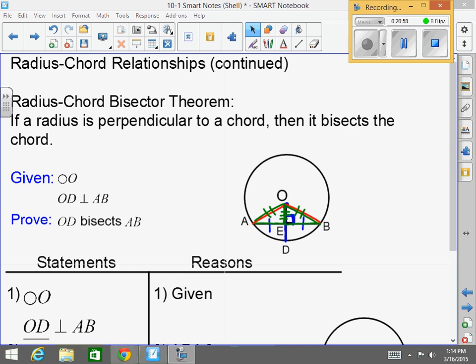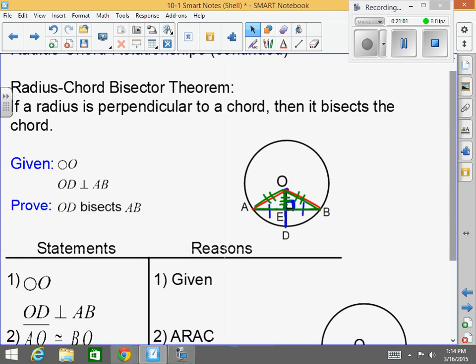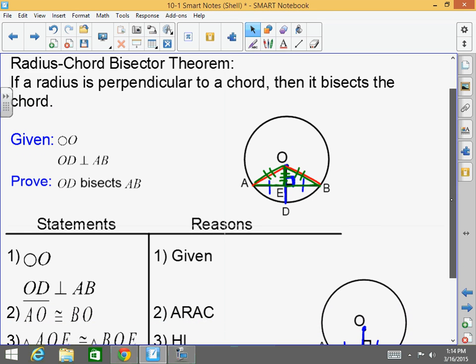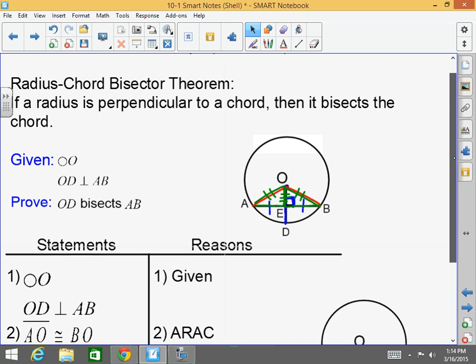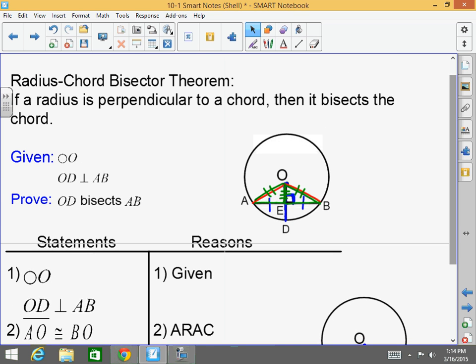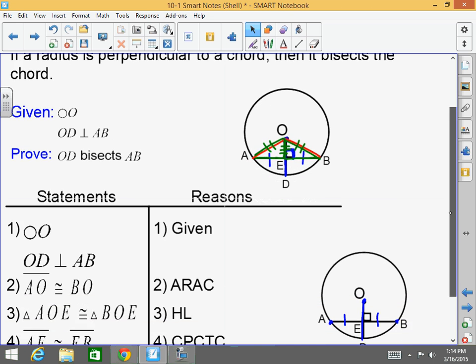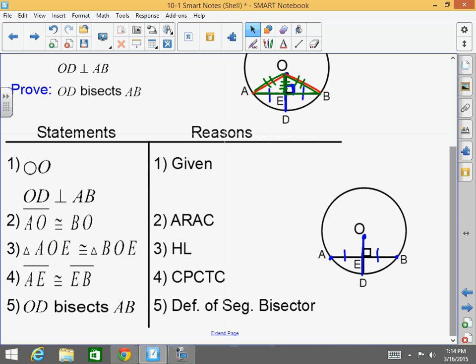Okay. My class is having a little bit of a hard time understanding that I am simply proving this theorem, guys. That's all I'm doing. We know now for sure that if a radii or radius is perpendicular to a chord, it's going to bisect that chord. But why? This is the proof that proves the theorem.